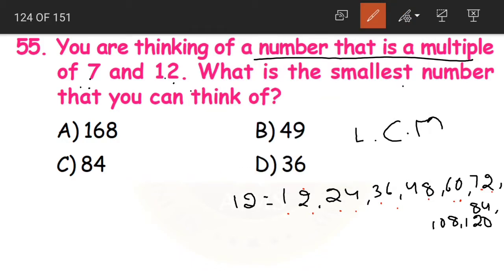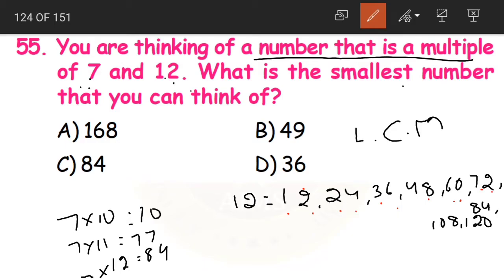Yes, children, see, 7 tens are 70, then we have 7 11s are 77, and then we have 7 12s are 84. There we have our least common multiple, that is 84. See, I have written all the 10 multiples of 12. And then if we check, the first 6 multiples are not the multiples of 7.